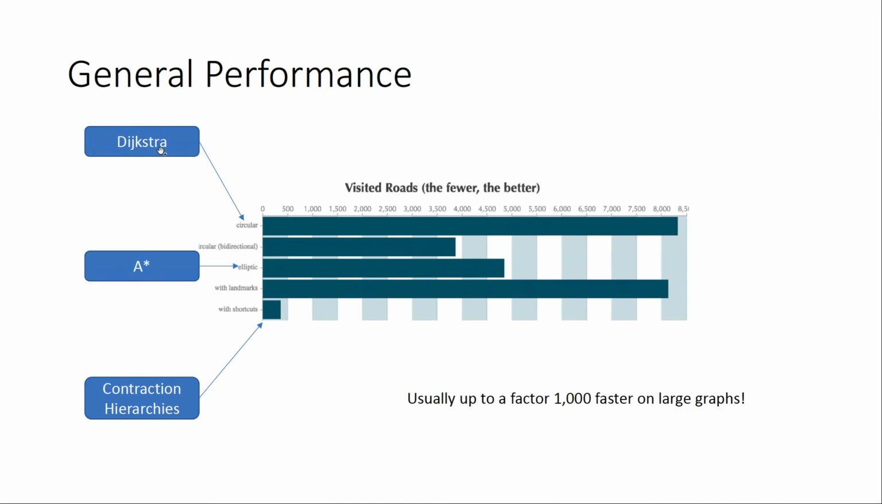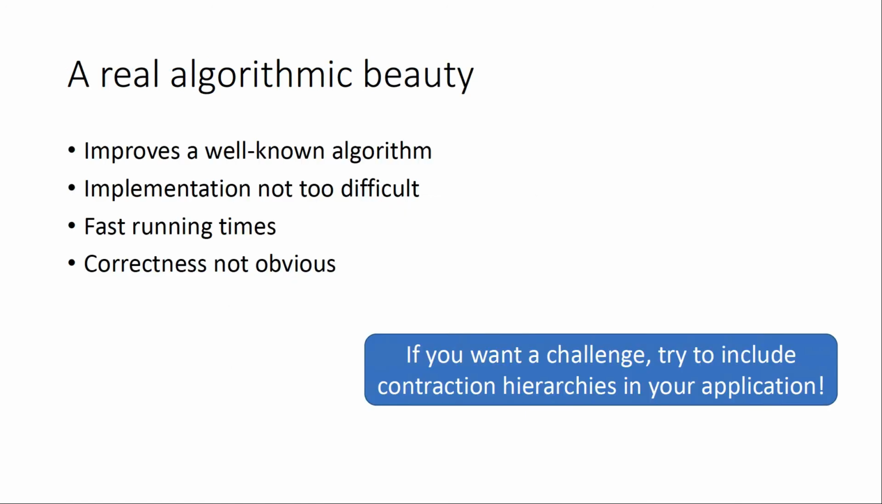This was a pretty bad query, but that was Dijkstra 8000. A star actually looked at 4,700. These shortcuts, I think it was like 300 something. And you've seen, with this shortcut algorithm, these contraction hierarchies, it doesn't matter if you go from Aalborg to Copenhagen or somewhere within Copenhagen. The difference is very small. For Dijkstra, it's tremendous.